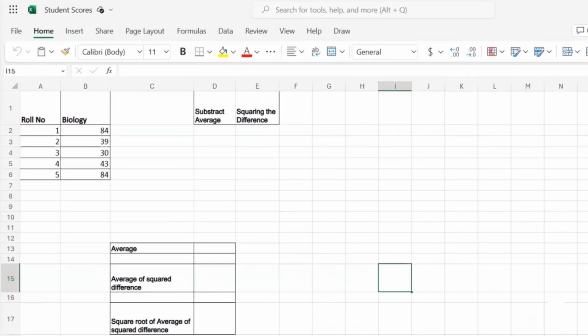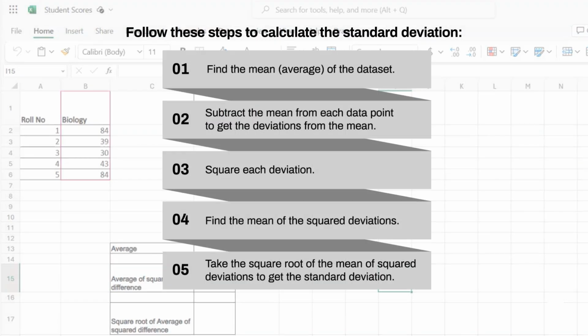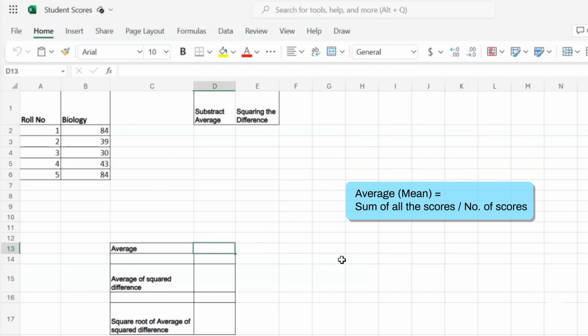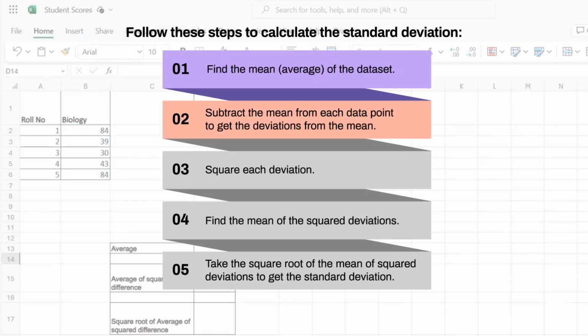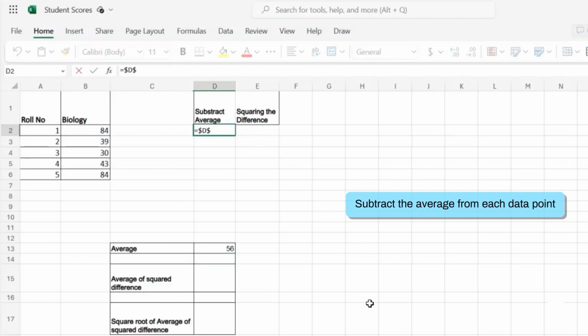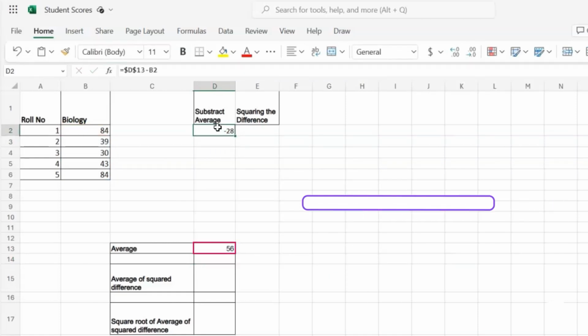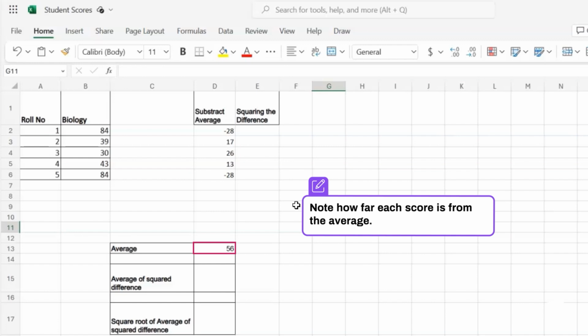To understand the basic steps involved in calculating the standard deviation, start by imagining a group of numbers like test scores. Each number represents how well someone did in the test. The first step is to find the average of the numbers. The average is like the typical score. To find the average, add all the scores and divide by the number of scores. In the second step, see how far the scores are from the average. Subtract the average from each data point. Here, you can know how far each score is from the average.